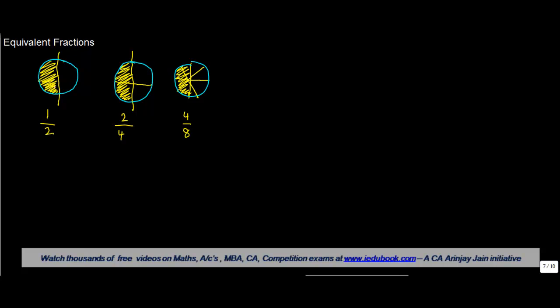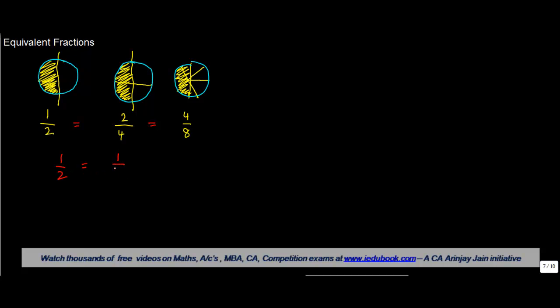Now in all these three cases, the shaded portion is basically equal. Right? Even though it is 1 by 2 in this case, 2 by 4 in this case, and 4 by 8 in this case. Hence, we can say that 1 by 2 is equal to 2 by 4 is equal to 4 by 8.